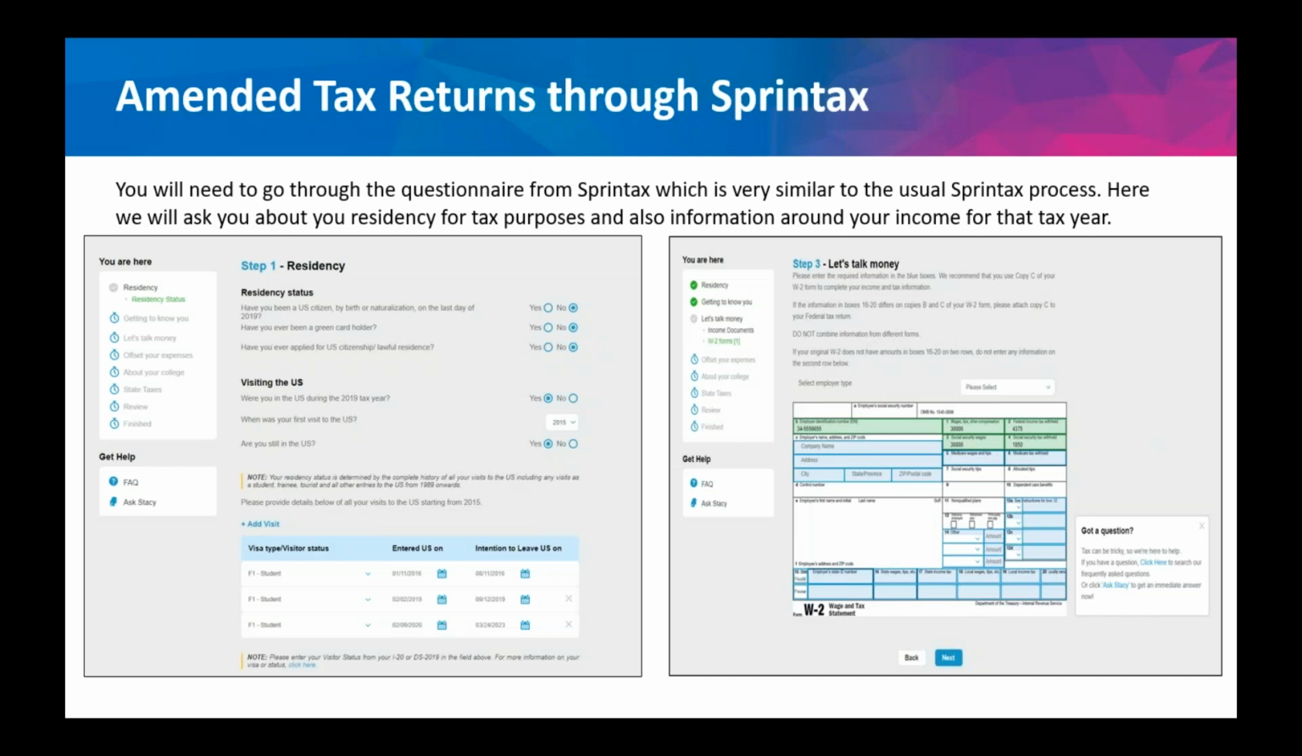Once you've clicked next here, you'll then be guided through a tax questionnaire from Sprintax, and it's actually quite similar to the usual Sprintax process where we help non-residents to prepare their federal and state tax returns. So you'll see questions regarding your residency for tax purposes. That will help us to confirm your residency for tax purposes for that tax year. And from that point on, if you continue through the process, we'll ask you for information such as the income that you earned during that tax year, and you'll be able to outline the information from your income documents that you received for that tax year.